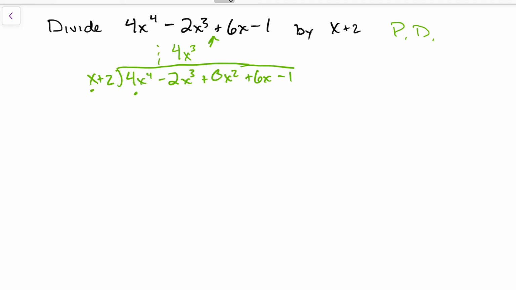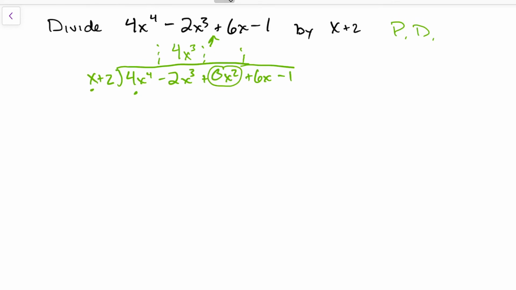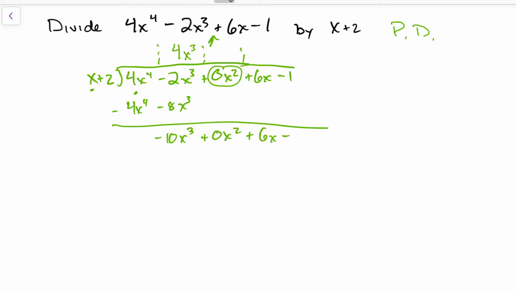So again, I want to think about these as columns. That's why I want that 0x squared if I have it. So when I multiply, I get 4x to the 4th plus 8x to the 3rd. And I want to switch my signs. Minus, right? And I get negative 10x to the third plus 0x squared plus 6x minus 1. And I do this all over again. What do I multiply x by to get negative 10x to the third? That's negative 10x squared. And I write it right in the column for the x squareds.